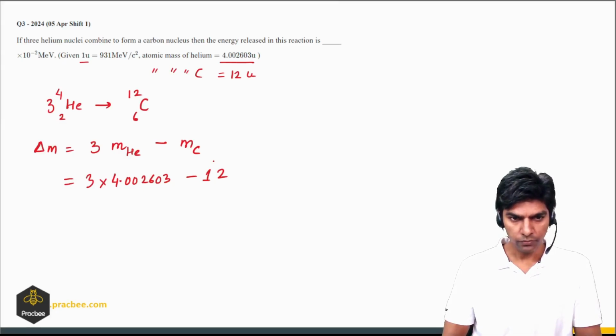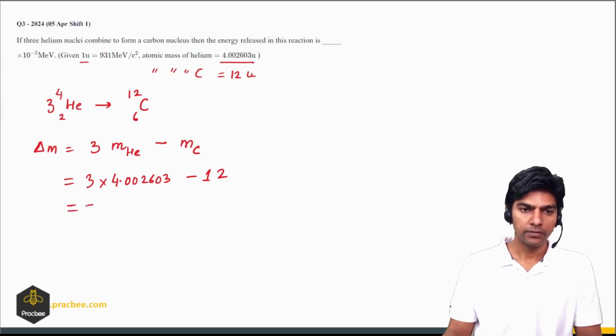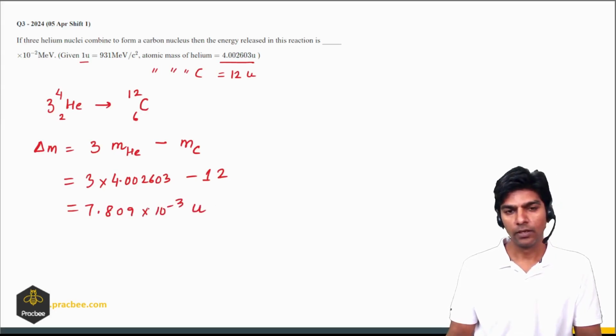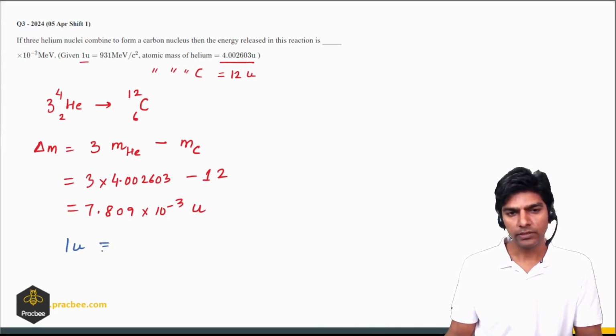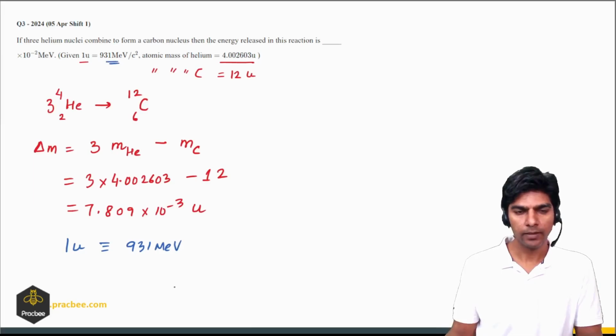So 3 into 4.002603 minus 12, so it comes out to be 7.809 into 10 raised to minus 3 atomic mass unit. And we have to find the energy. And we know when 1 atomic mass unit is converted into energy, it is equivalent to 931 mega electron volt, which is given in the question.